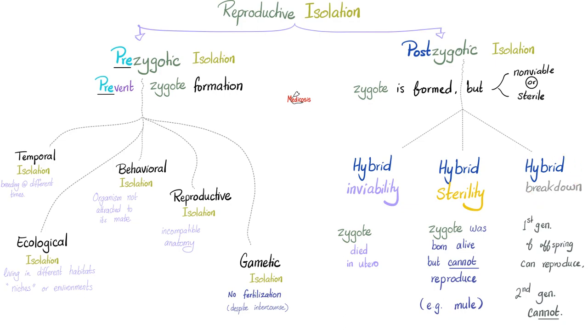Third, hybrid breakdown. Well, I grew, I multiplied within the first generation. However, subsequent generations cannot reproduce. Subsequent generations are sterile. That's the breakdown between the first and subsequent generations.